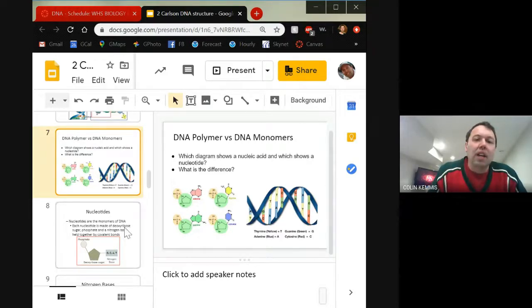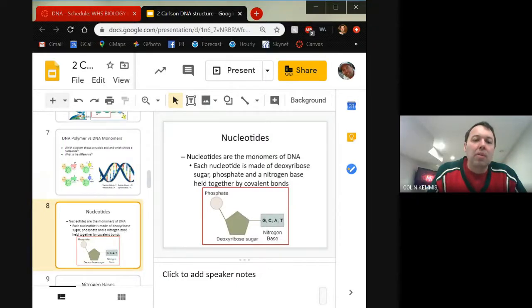All right, here's the nucleotide again. So you can see that's the monomer, the phosphate or phosphoric acid. You can see the sugar, which we call a deoxyribose sugar. And then there's 4 different bases.